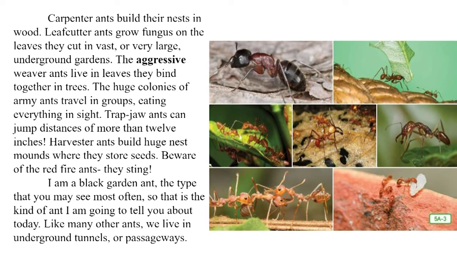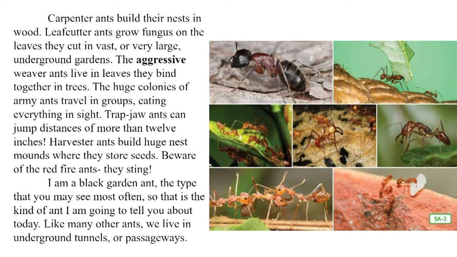The huge colonies of army ants travel in groups, eating everything in sight. Trapjaw ants can jump distances of more than 12 inches. Harvester ants build huge nest mounds where they store seeds. Beware of the red fire ants. They sting. I am a black garden ant, the type that you may see the most often. So that is the kind of ant I'm going to tell you about today.